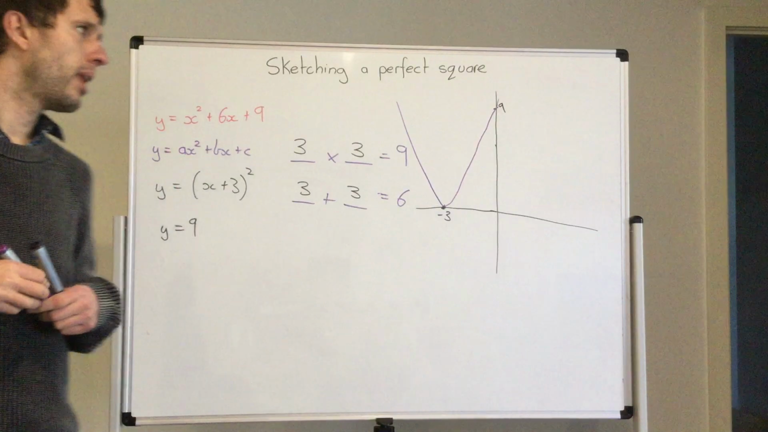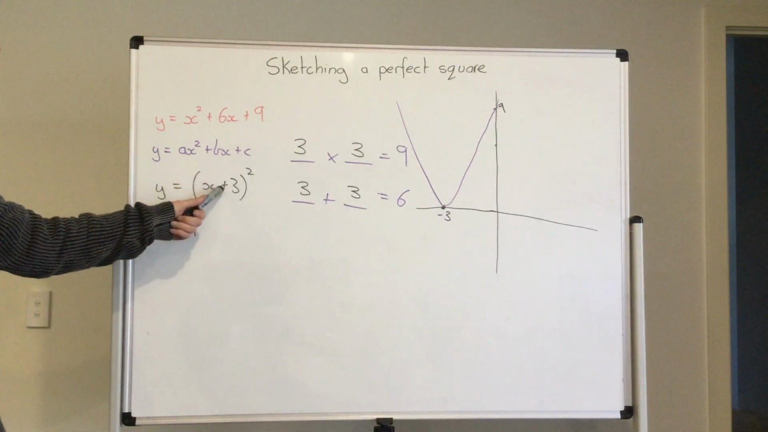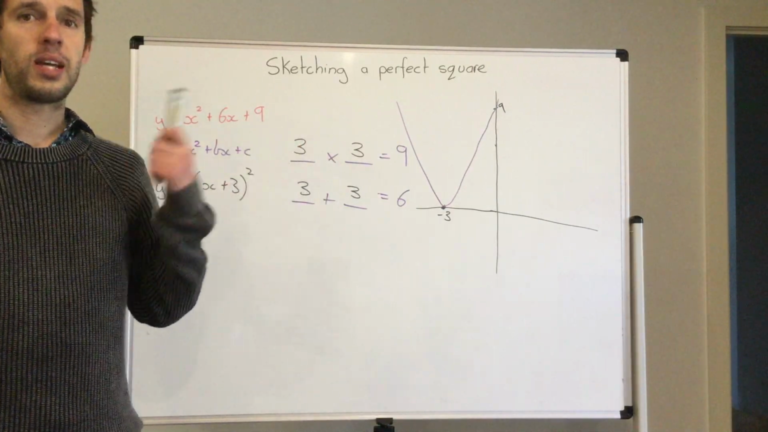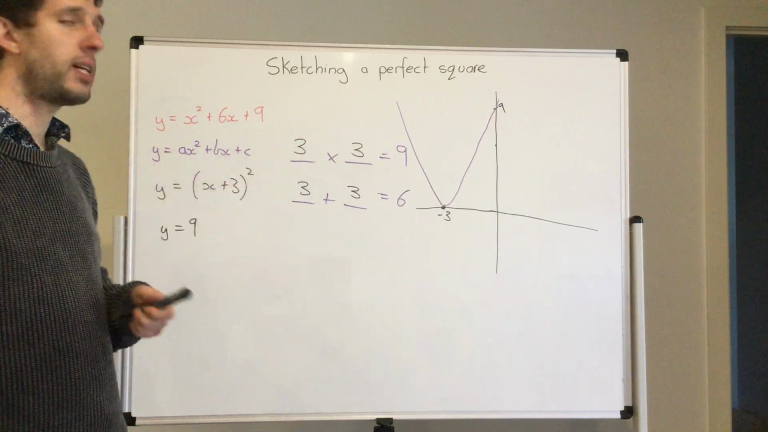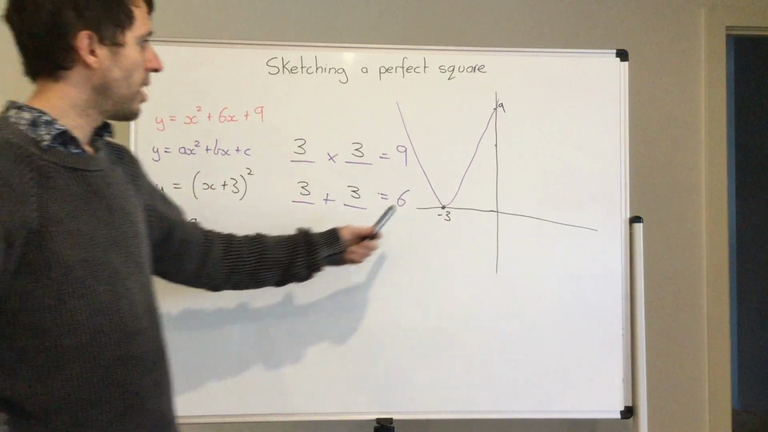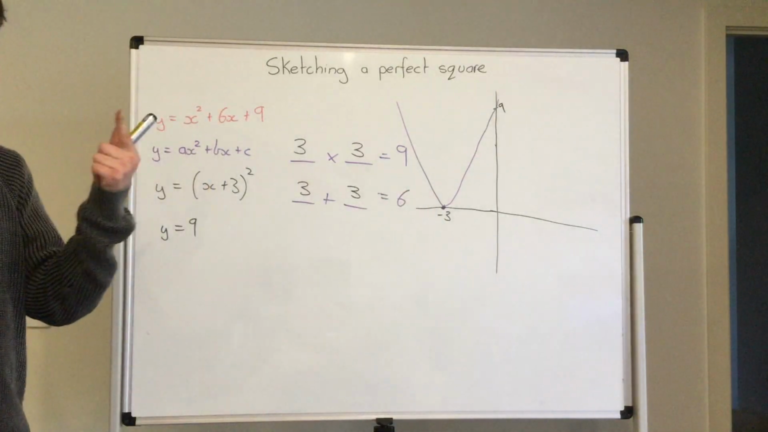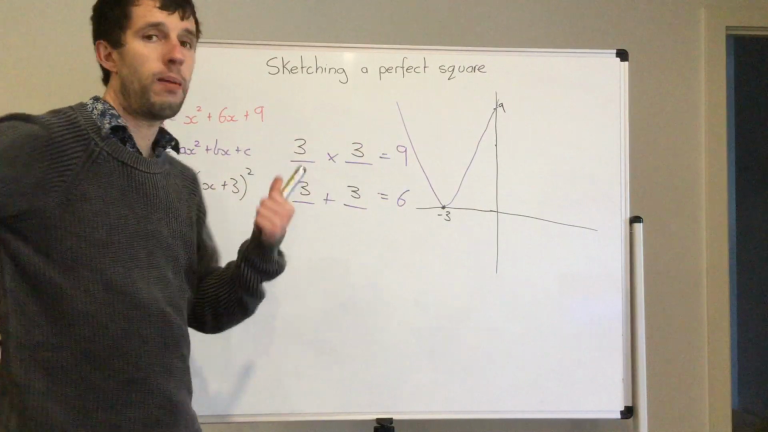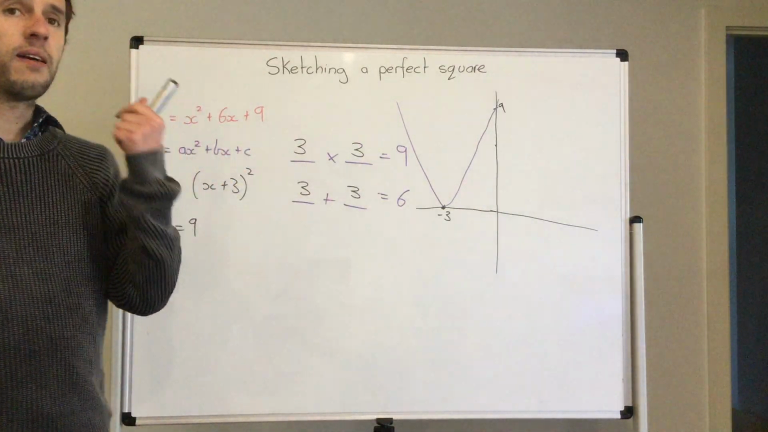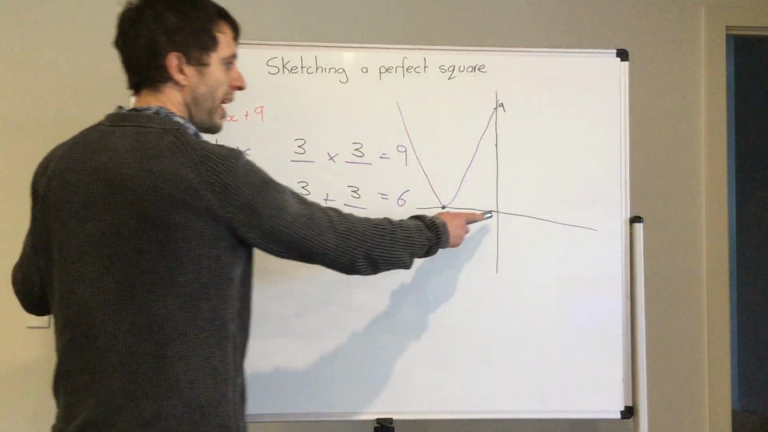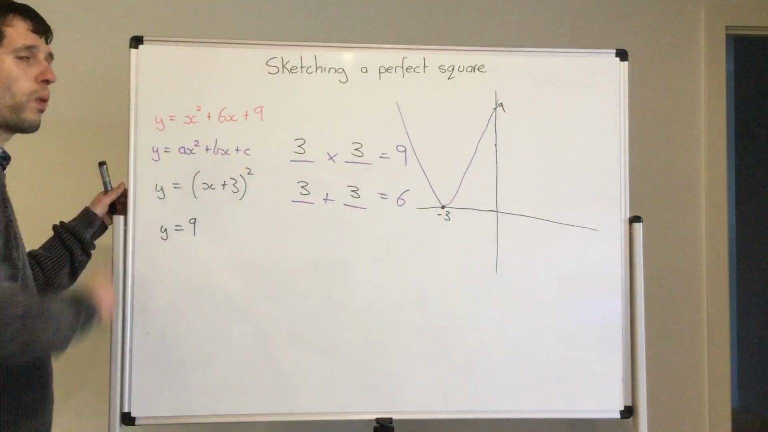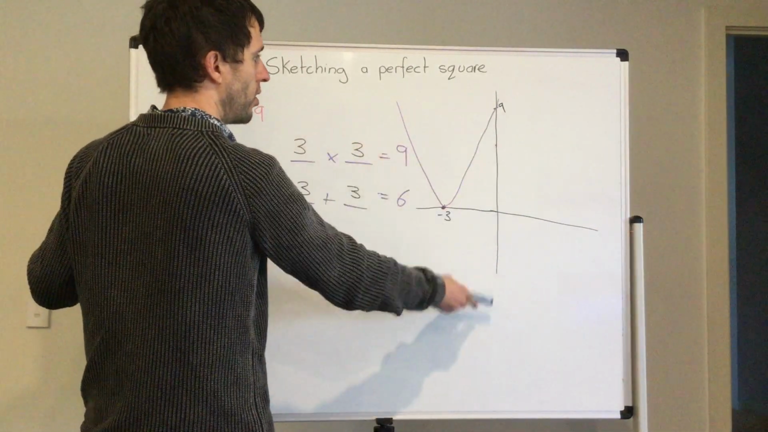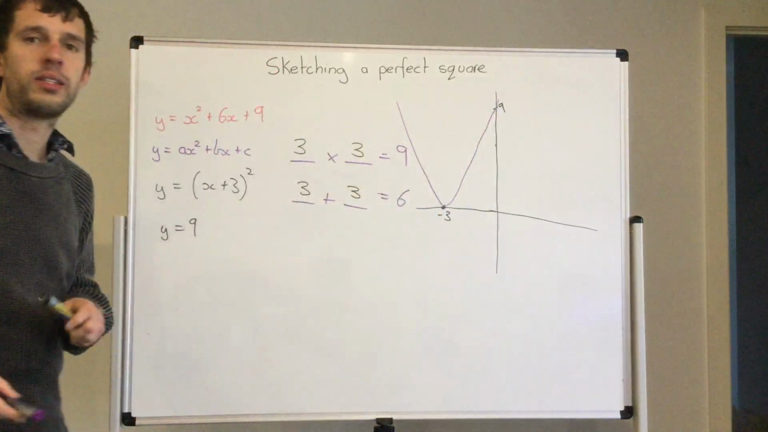So the first thing I would like you to think about is getting it into the perfect square by thinking about two numbers that multiply and add together to make c and b. Secondly, think about a: is it positive or negative, to be either a min or a max. And finally, substitute x equals 0 into this equation, and that will tell you what y is going to be. And we've got our y-intercept.